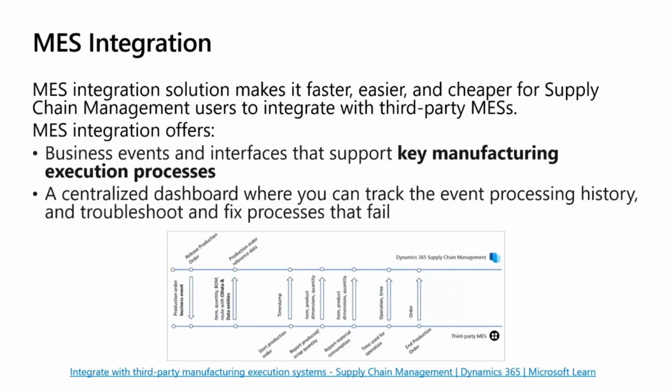For example, when material consumption is registered in the MES, the integration ensures that the same consumption is also registered in Dynamics 365. Therefore, up-to-date inventory records are available for other important processes in the ERP, such as planning or sales. So the MES integration solution makes it very easy, fast, and also cheaper to bring that information into the supply chain management tool. This is essentially done leveraging business events and interfaces that support these processes, and also providing a centralized dashboard where you can view what is happening and track the events and their history.